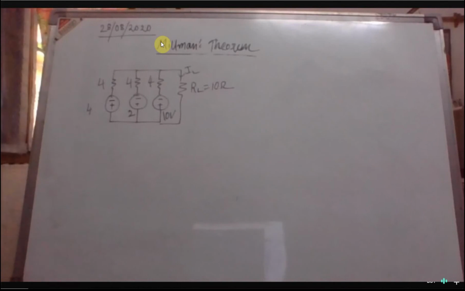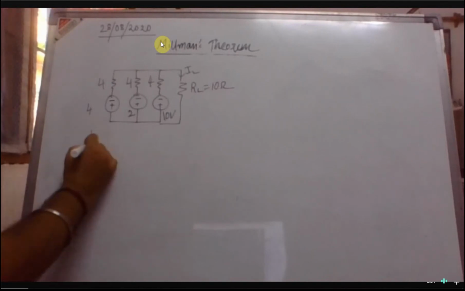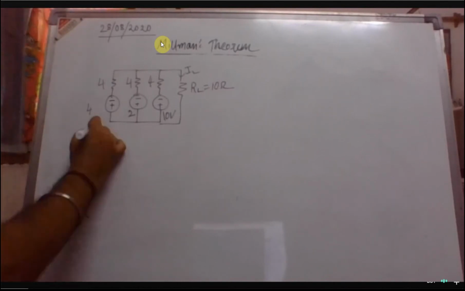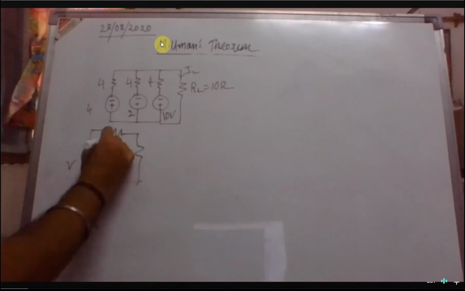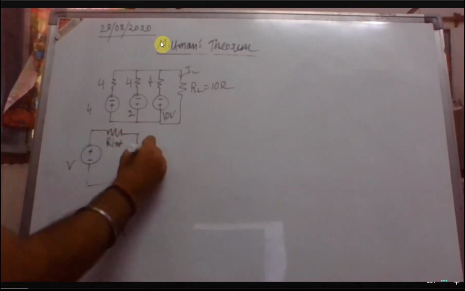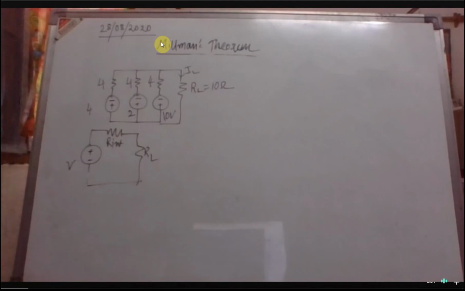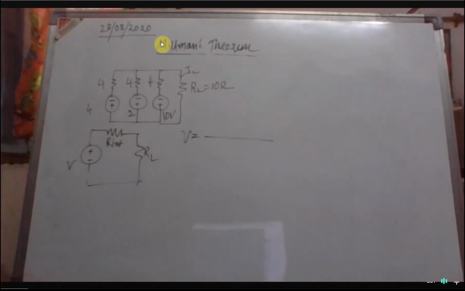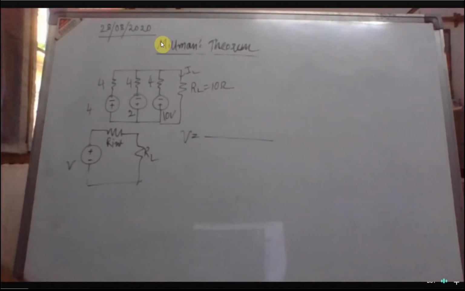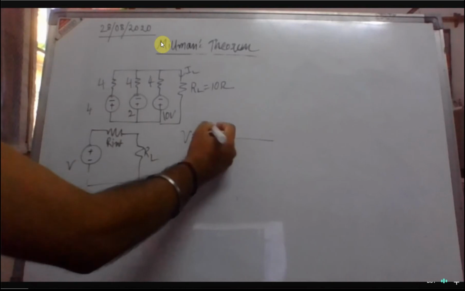As per Millman's theorem, first we have to replace this circuit with a simple voltage source, an R internal, and RL. As we know the formula, it equals V1 into G1 plus V2 into G2 plus V3 into G3, divided by G1 plus G2 plus G3. That is the formula. Now here there is an interesting thing.